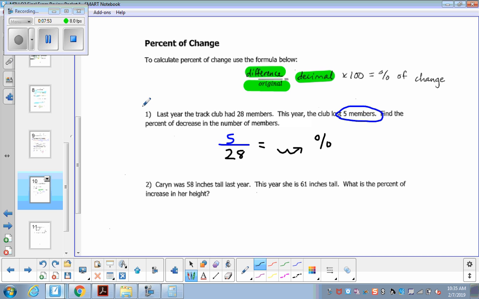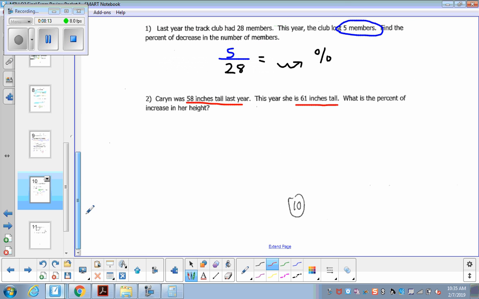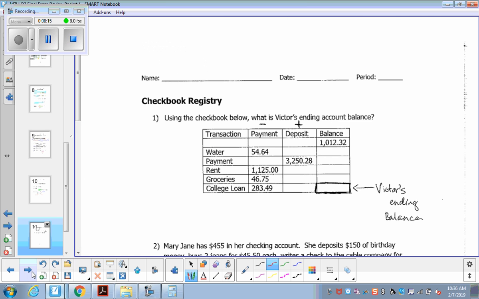So I remember in unit number 1, that one was tricky for you guys because I told you the difference, as opposed to a problem like the next one where I'm giving you a starting height and a new height. And now you've got to calculate the difference first and then divide by the original. Feel free again to pause the video at any time, but I'm just going to keep right on rolling and finish up here with the checkbook registry on page 11.